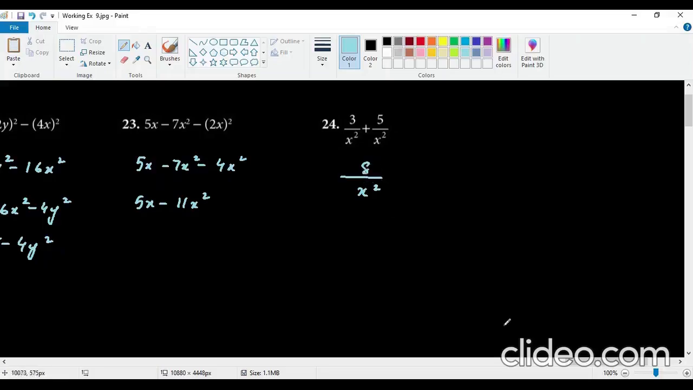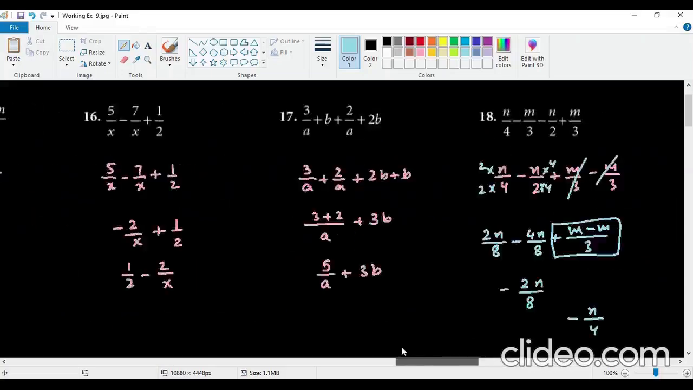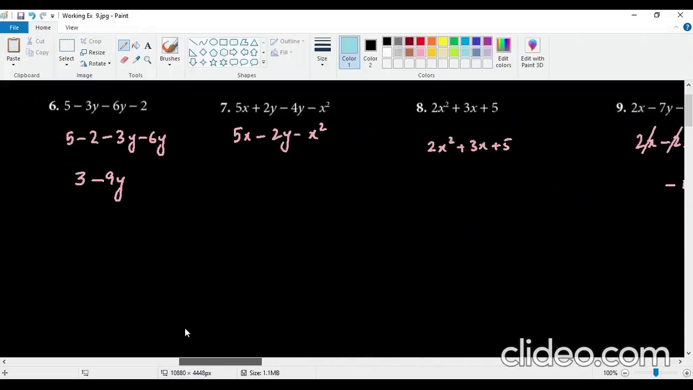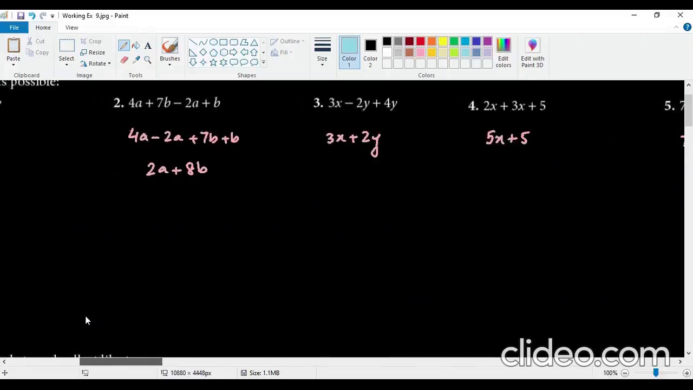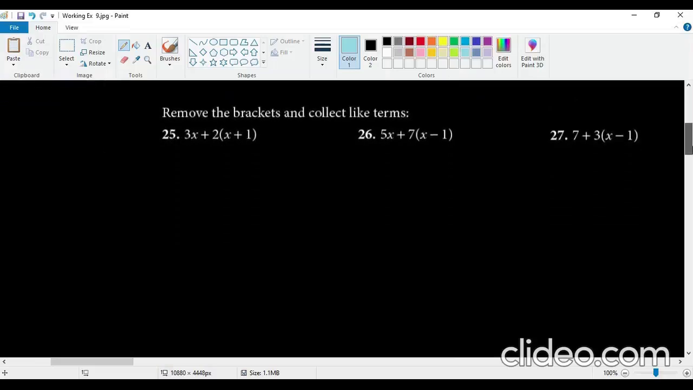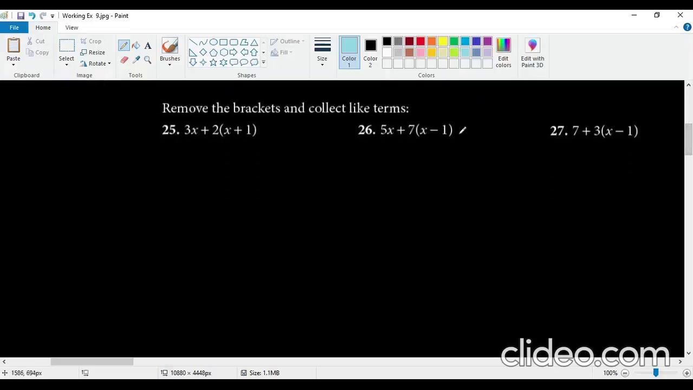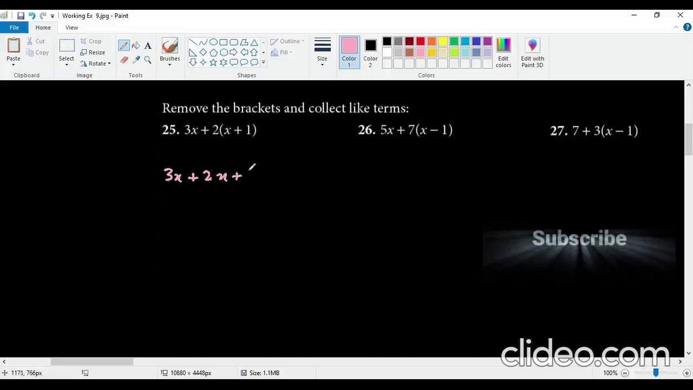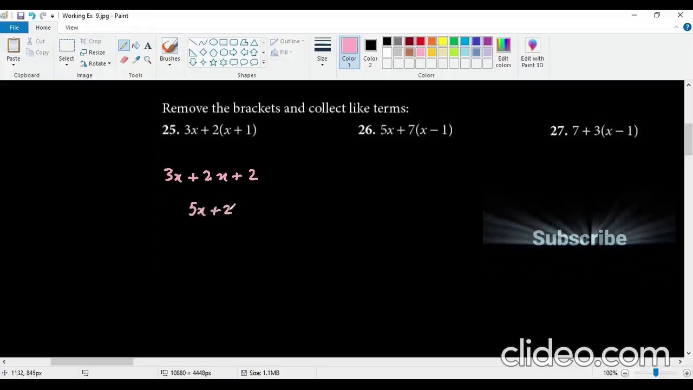Moving on to question number 25 that we can find here. Question number 25 is here. Now in here, you need to remove the brackets and collect like terms together. So this is the second stage I was talking about. In here, 3x plus 2x plus 2 times 1 is a 2. That means 3x plus 2x is going to give you a 5x plus 2 as an answer for question number 25.